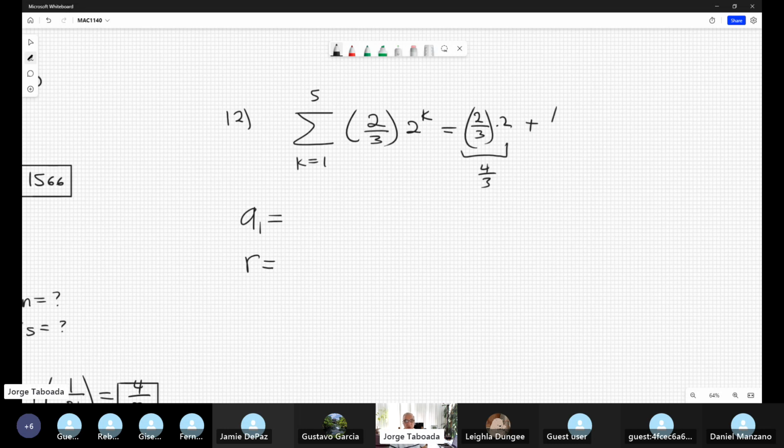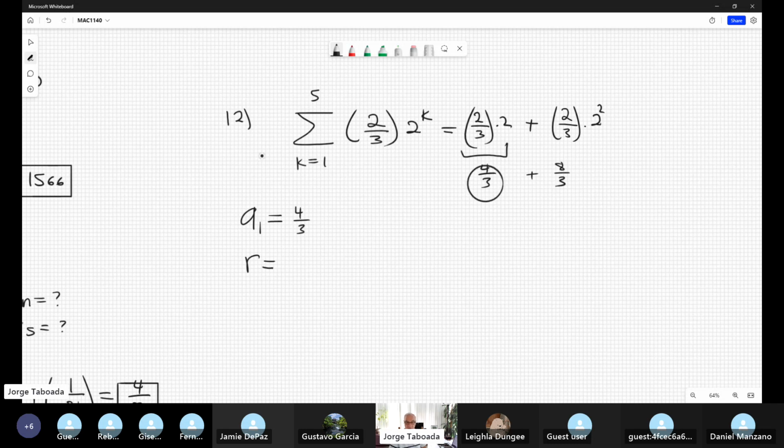Plus, what is the second? The second is 2/3 times 2 to the second power. 2 to the second power is 4. And 4 times 2 is 8. So plus 8/3. So, to answer the question, who is A1? A1 is 4/3.